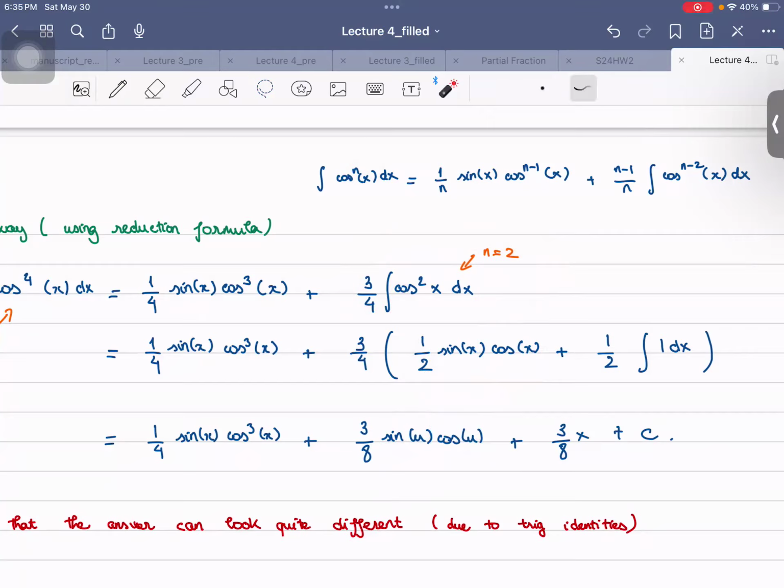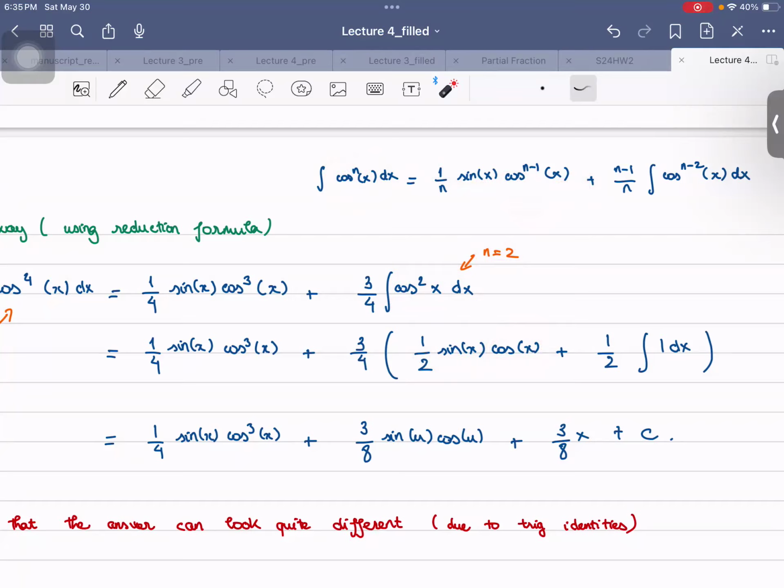Okay. Let me do it again. Over here, you have cosine squared. This is cosine to the power of n, so n is 2 in this scenario. So you have 1 over 2 sine of x. You write again, cosine to the power of n minus 1. So you have cosine to the power of 2 minus 1, because in this scenario n is 2. The power you have is 2. So you have cosine 2 minus 1, which is cosine of x only.